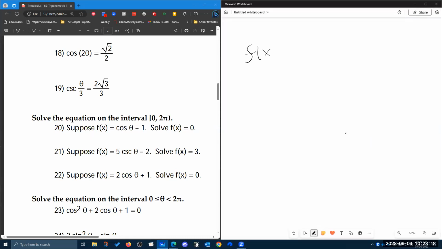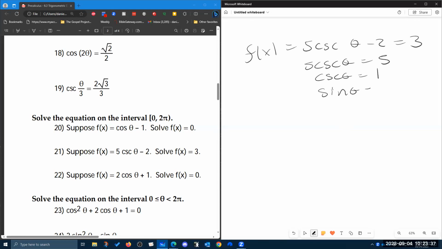Now f of x is going to be equal to 5 cosecant of theta minus 2. And we want to set that equal to 3. So 5 cosecant of theta is equal to 5, which makes cosecant of theta equal to 1, which makes sine of theta equal to 1. And that only happens at pi over 2.